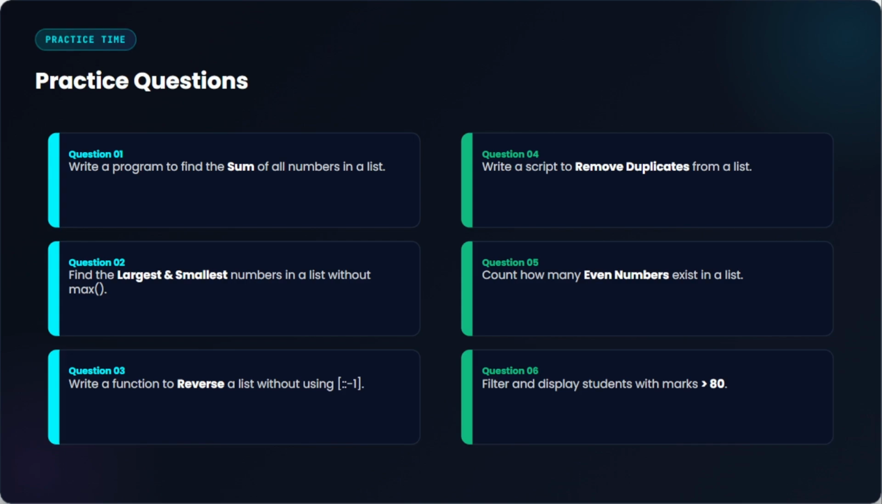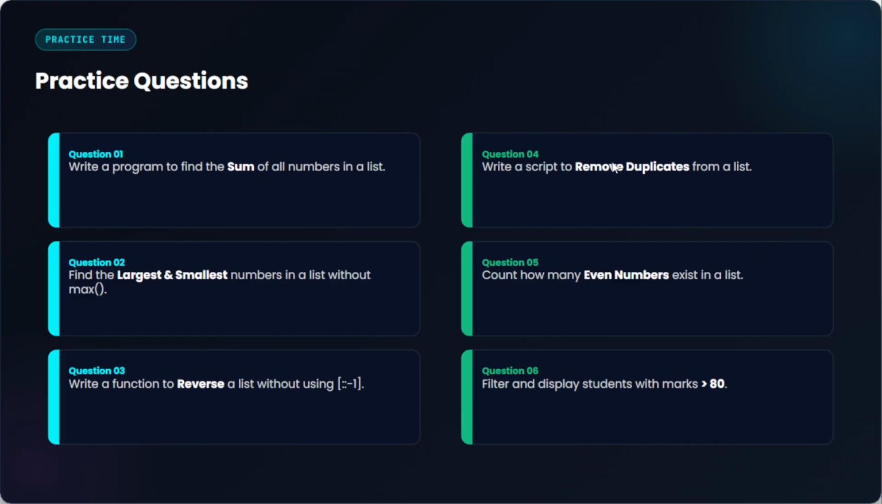Now it's your turn. Pause the video and solve these questions, then compare your solution. Question 1: you need to print the sum of all numbers using the sum function. After that you need to find the max and the min. In question 3 you need to reverse a list. For this you can use either dot reverse or slicing.